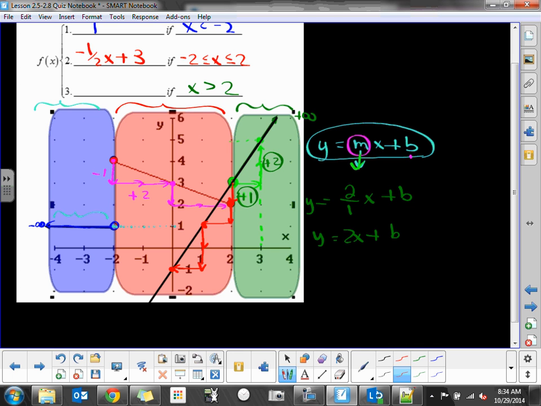So the final version of this is going to be y equals 2x. Our slope was 2. We found out that it crossed the y-axis at -1, so it's just 2x minus 1. So this is our final piece, 2x minus 1. So that is an example of writing the piecewise function if you're given the graph.